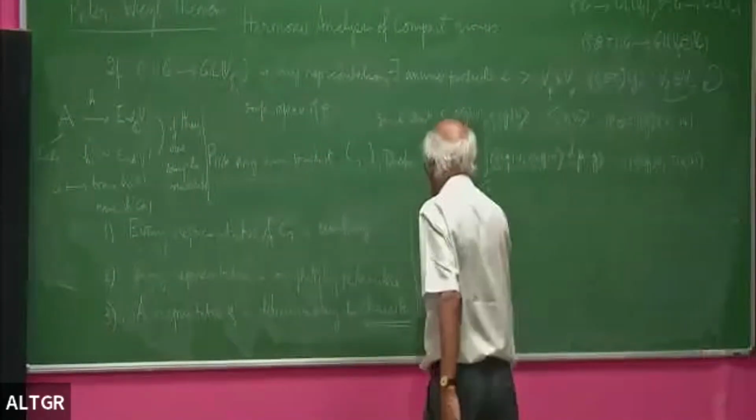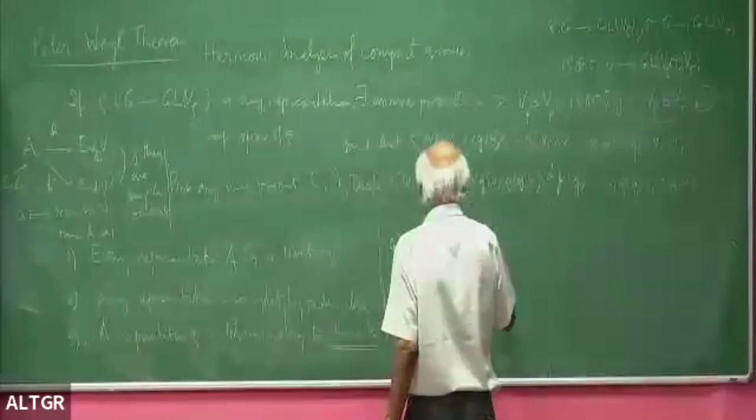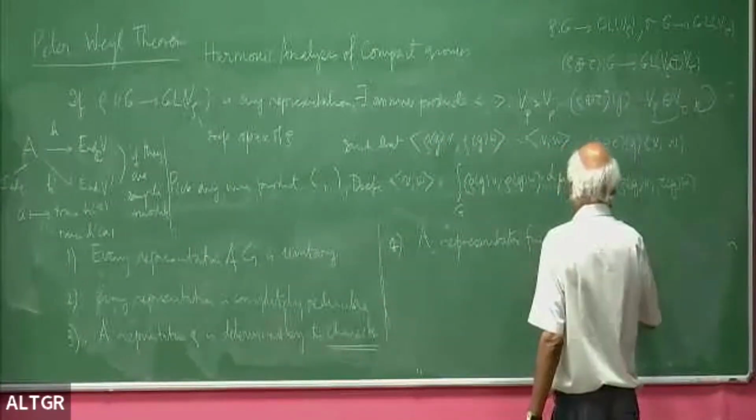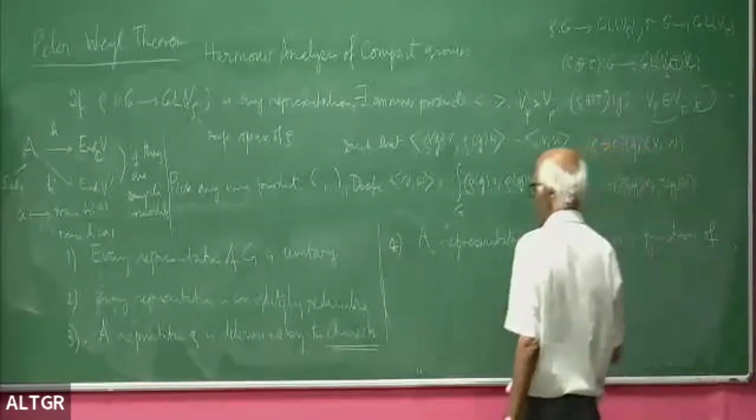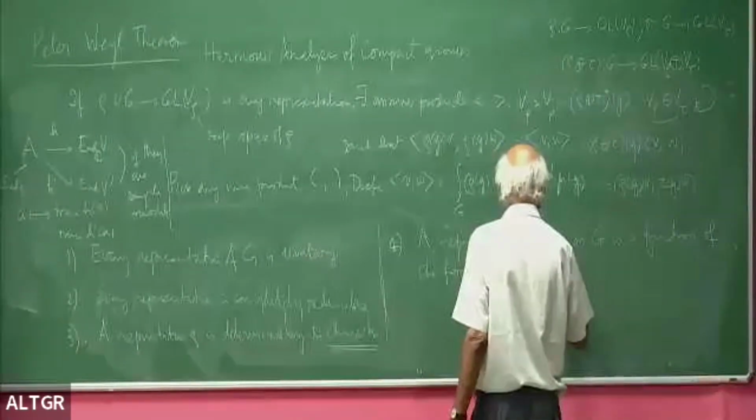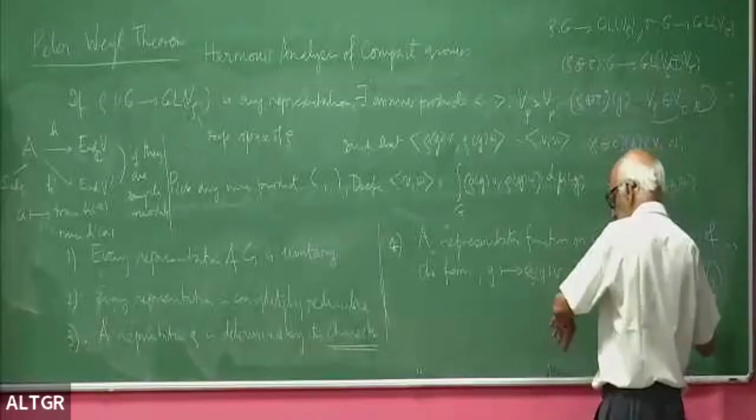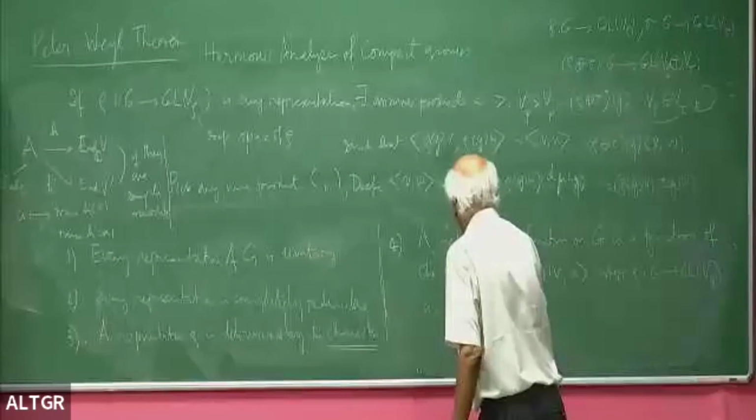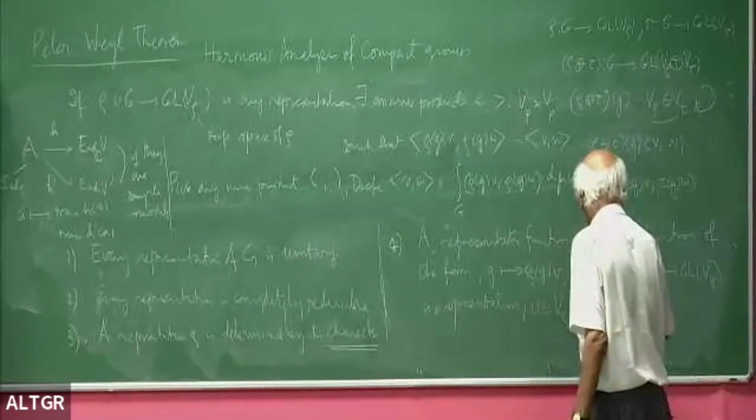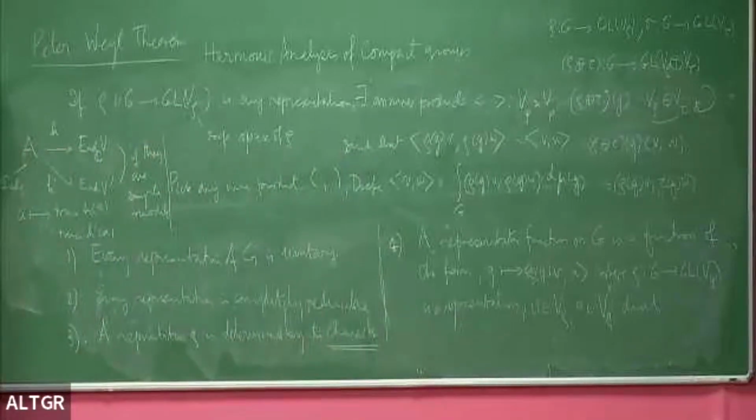This is true. The following thing is true. Let me write 4. A representative function on G is a function of the form g going to the pairing of rho g v with alpha, where rho, G to GL(V rho), is a representation, v is a vector in V rho, and alpha is an element in the dual of V rho. Such a function is called a representative function corresponding to the representation rho.